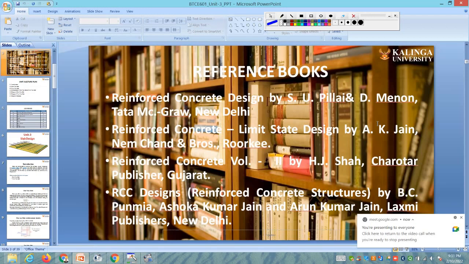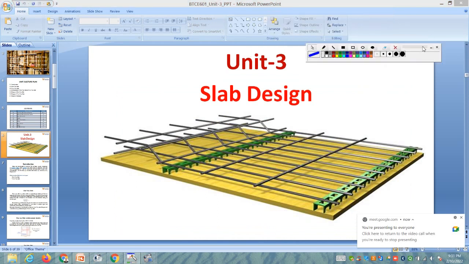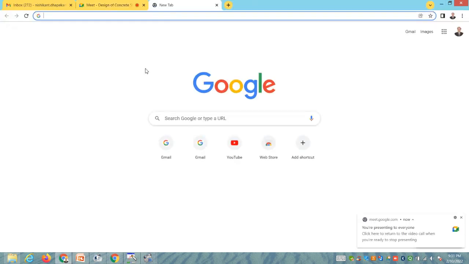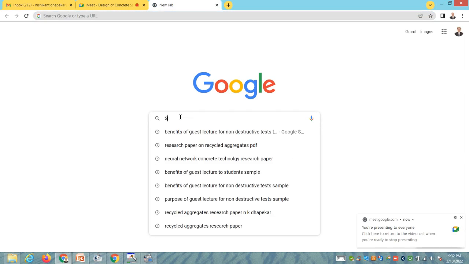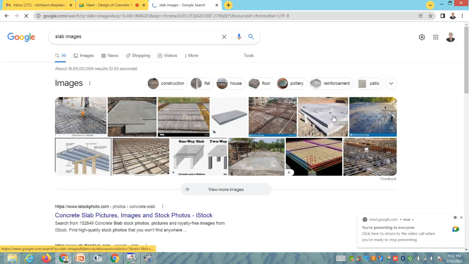And today we are going to discuss slabs. Slabs in RCC structures. So, first of all, I think I should show you the images of slabs so that you should come to know. So, these images are visible to all of you, students?